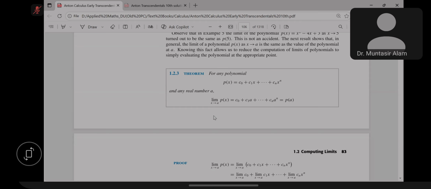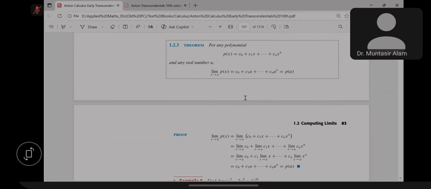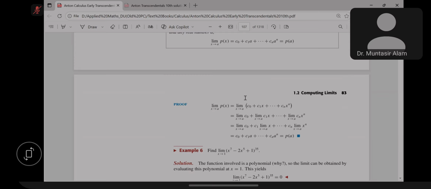Since at the beginning we are considering p of x as a polynomial function, once you make sure that your given function is a polynomial, there is no point in looking for its limit. Just take the function value and that should be equal to its limiting value at that point. All right. So by using this theorem, you can directly calculate the limiting value of a polynomial.